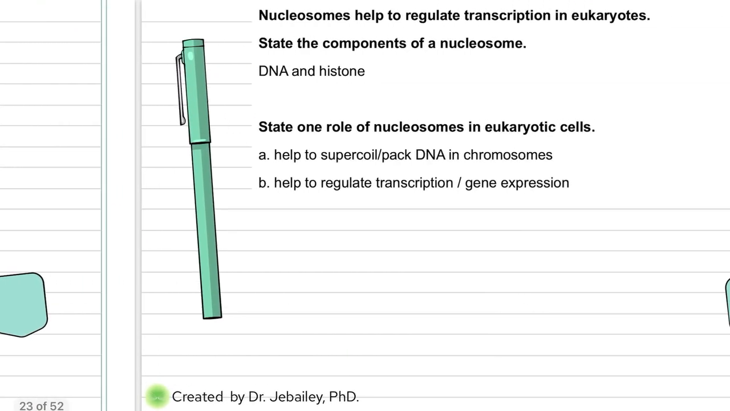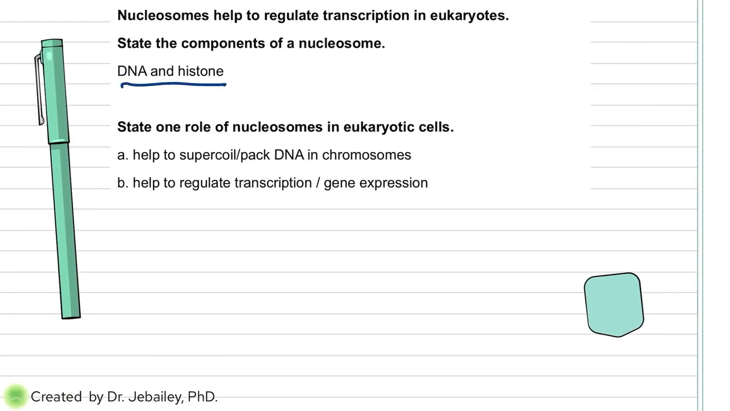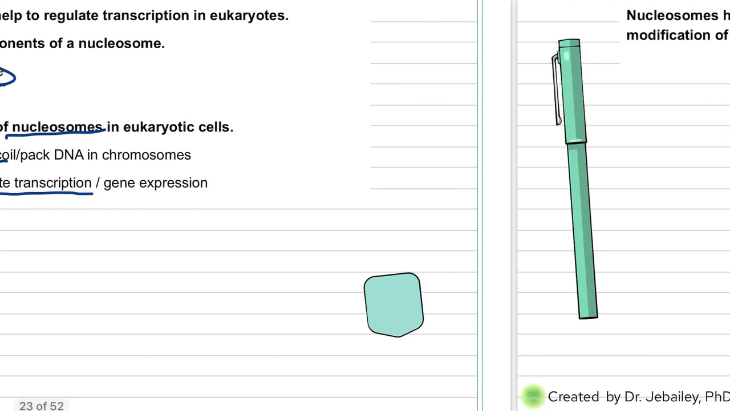So let's see what we have here. DNA and histone help supercoil, like I said, or help regulate transcription. So that you know right here the two functions of nucleosomes, and you know here the composition of nucleosomes. You already kind of start at base on nucleosome.